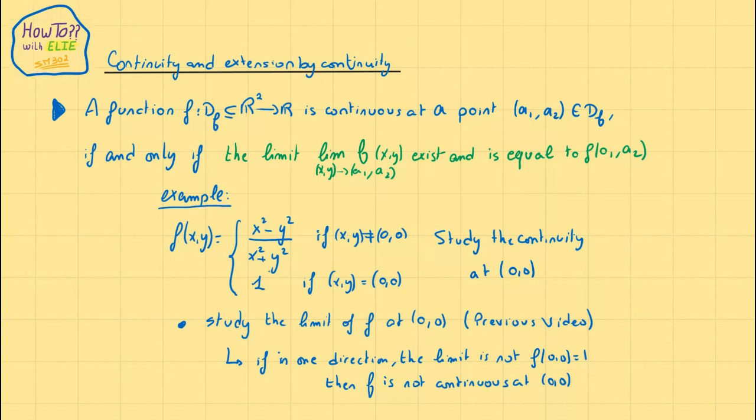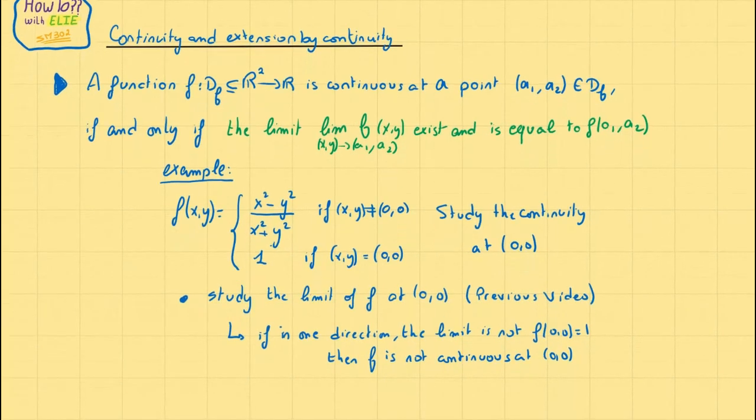In fact, if in one direction you don't find the limit that we are looking for, which should be equal to f(a1, a2), then no need to find other limits in other directions, or no need to find if the limit exists or not, because even if it exists, it will not be equal to f(a1, a2), in this case f(0,0), which is 1.